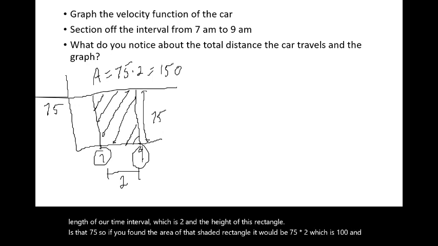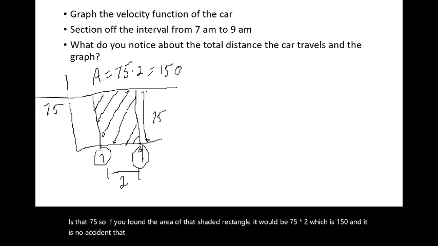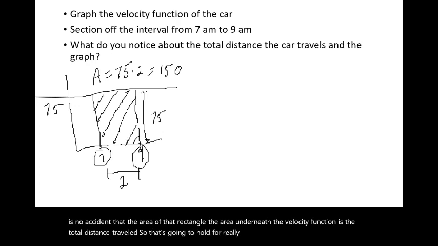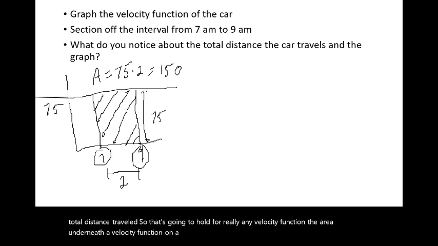And it is no accident that the area of that rectangle, the area underneath the velocity function, is the total distance traveled. That's going to hold for really any velocity function. The area underneath a velocity function on a specific time interval is going to be the total distance traveled.